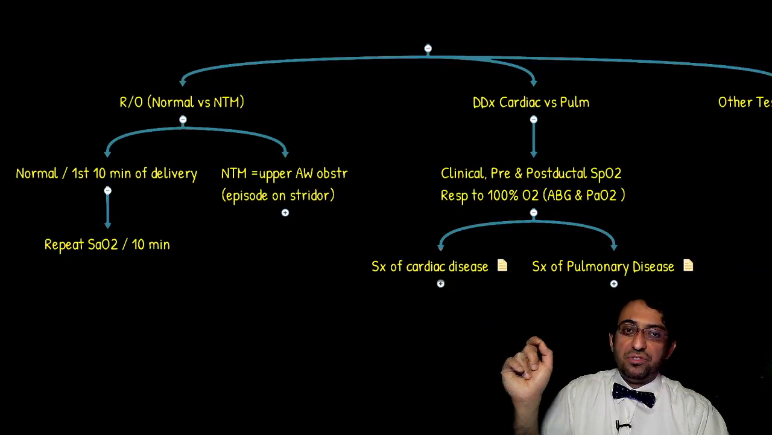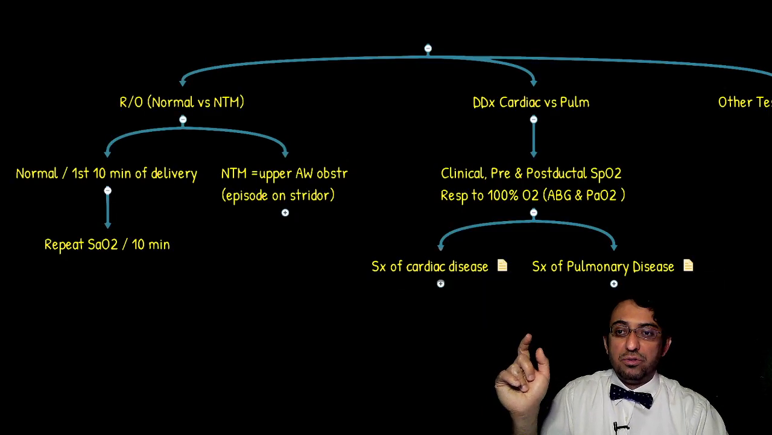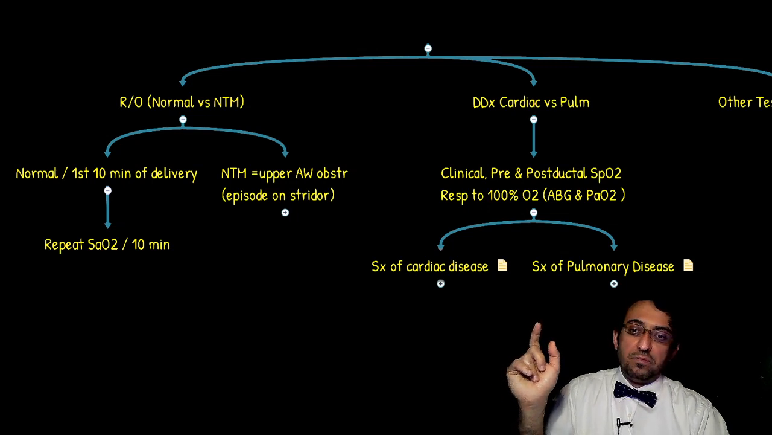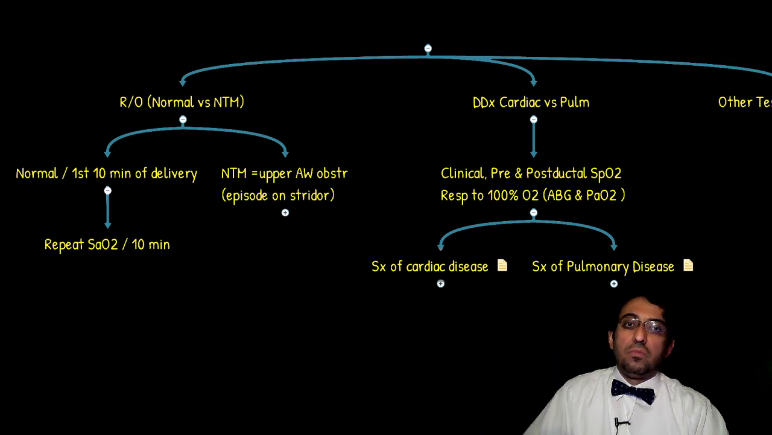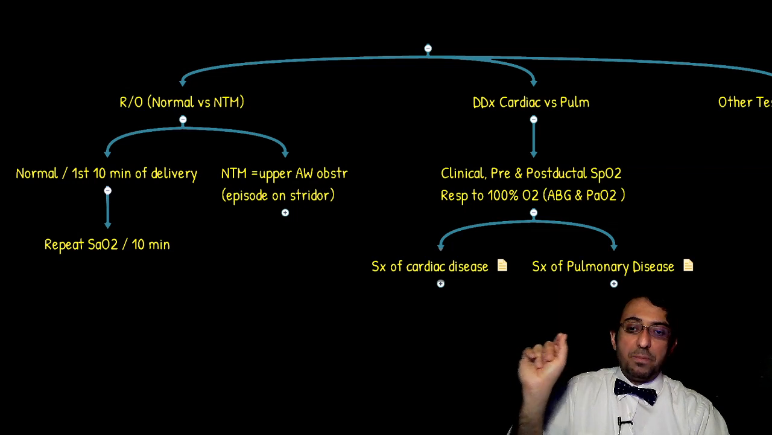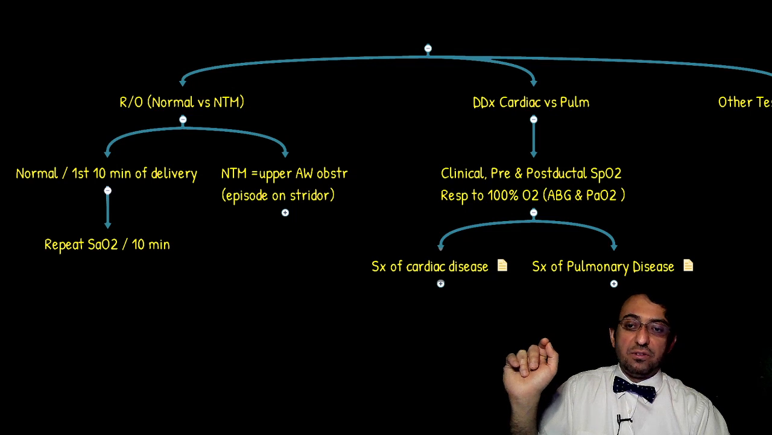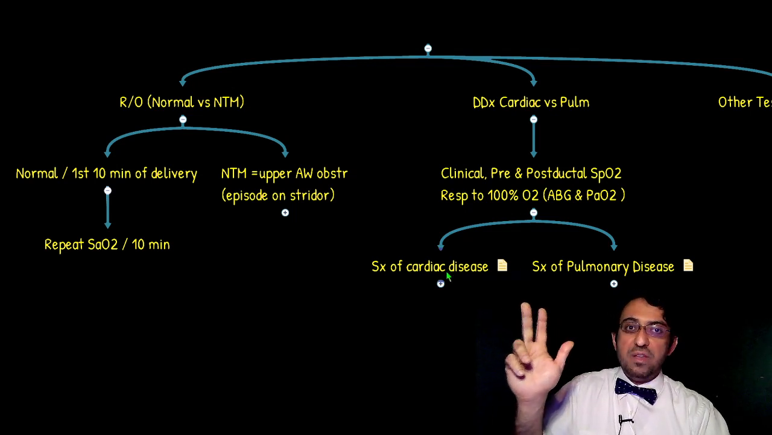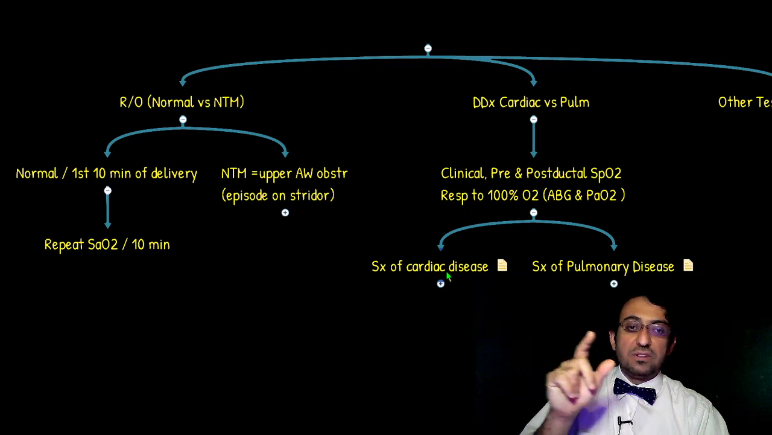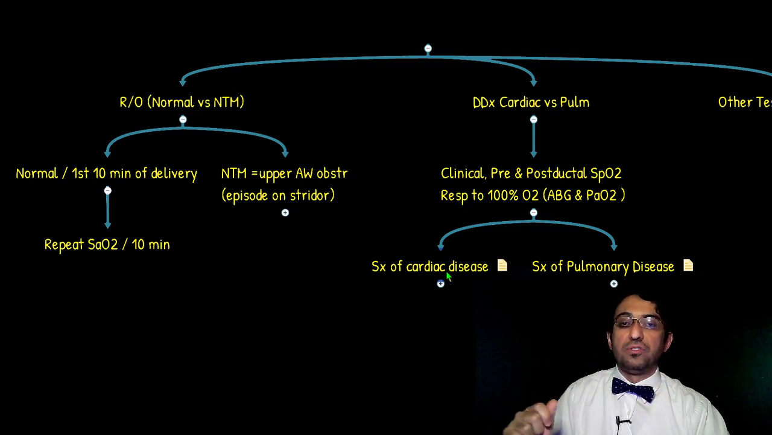What are the positive results of this pre-postductal SpO2 assessment? If SpO2 is less than 90% in any extremity, if we get SpO2 less than 95% in both upper extremities, or if we get more than 3% difference between upper versus lower extremity, that is the post versus preductal difference.